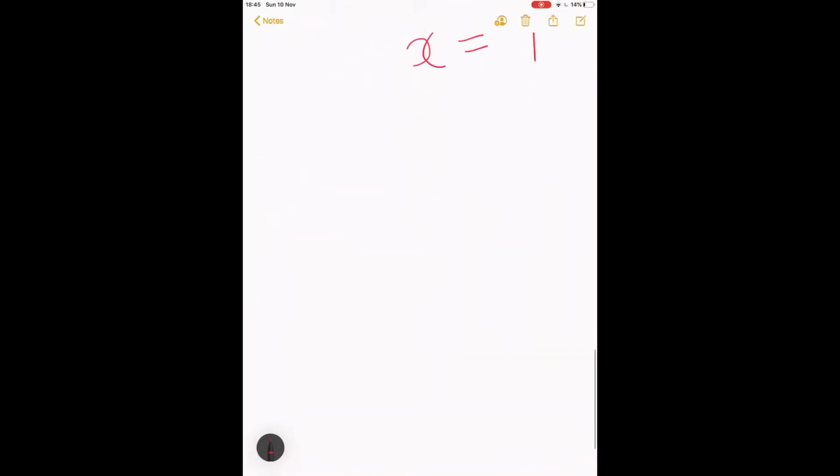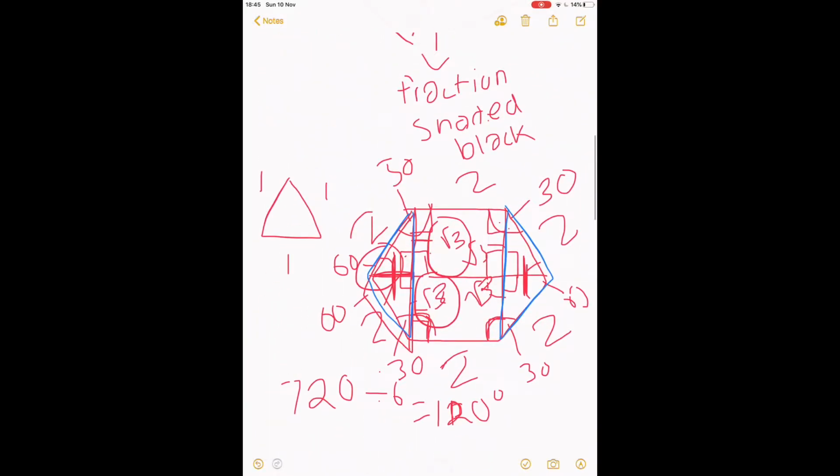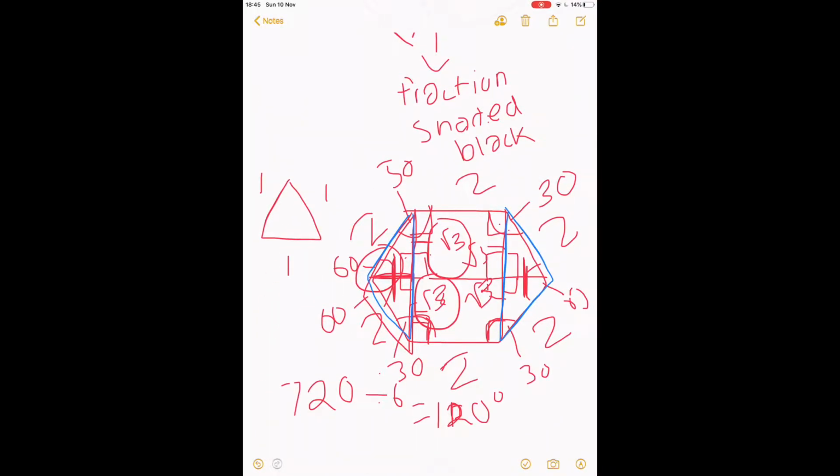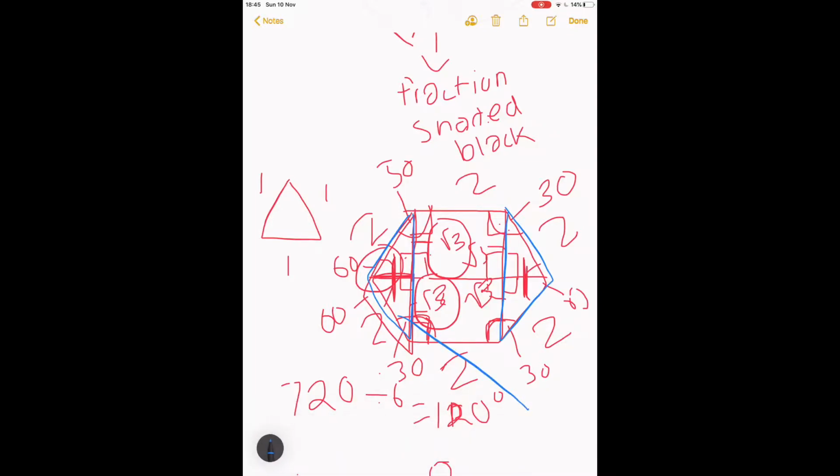So base times height, so we have our 2 root 3 times 1 over 2, which is basically just 2 root 3 over 2, which is just root 3. So that's obviously for one big triangle. So then for both triangles that would just be 2 root 3. So for the areas of the two triangles we have 2 root 3.